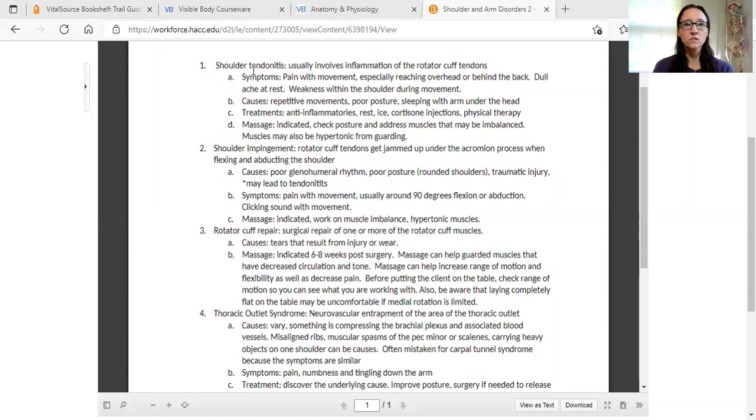All right, so we're going to start with shoulder tendonitis and shoulder impingement. Kind of the same thing, or one can cause the other. So with shoulder tendonitis, you have inflammation of the rotator cuff tendons. Okay, and itis is inflammation, if you recall. The symptoms include pain with movement. So any kind of movement involving the rotator cuff muscles is going to cause this discomfort.